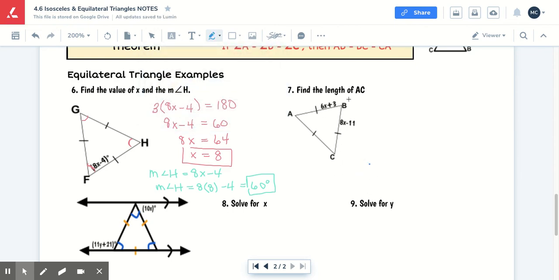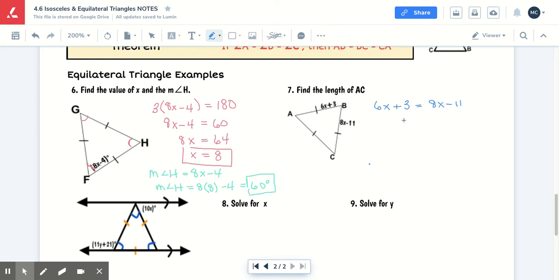Okay, for our second one, they want us to find the length of AC, side AC, which is this one over here. They do tell me that this is an equilateral triangle, so all 3 sides are congruent. And then they give me an expression for each of the other 2 sides there. So in order to find this one, I'm going to set side AB equal to side BC. And then I'm going to solve that for x.